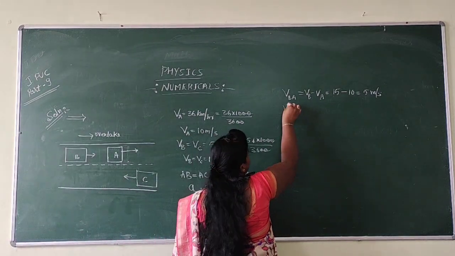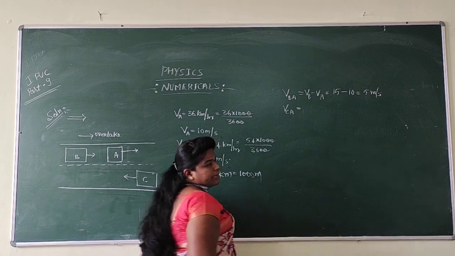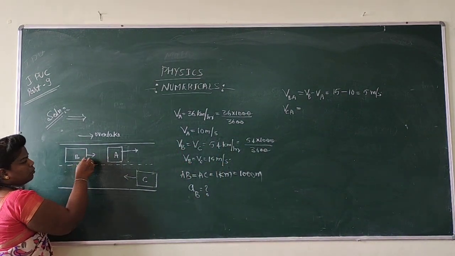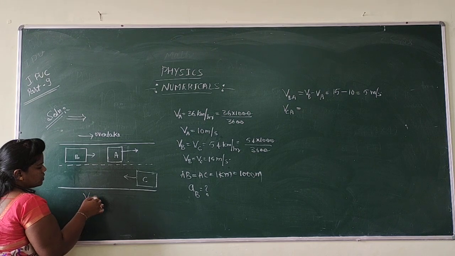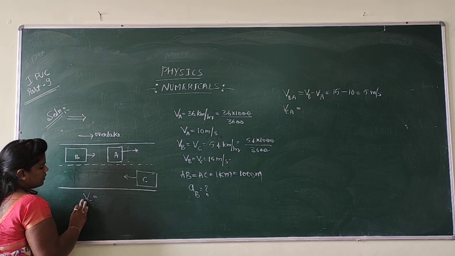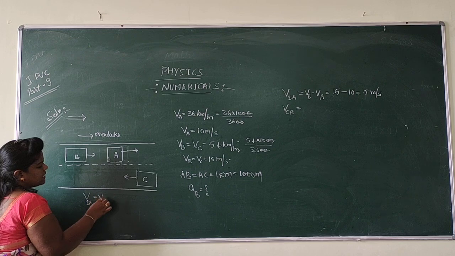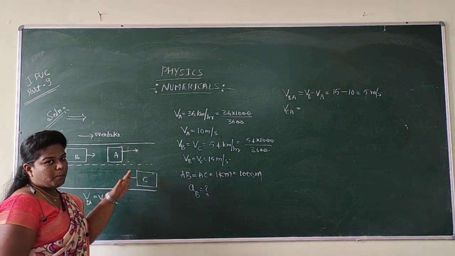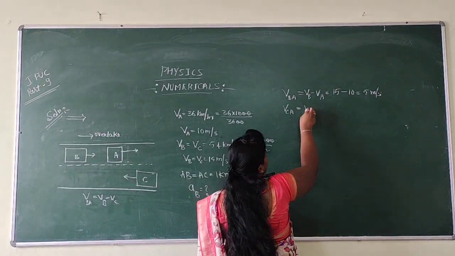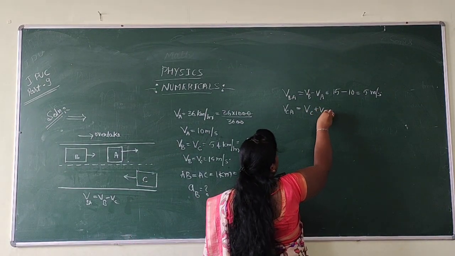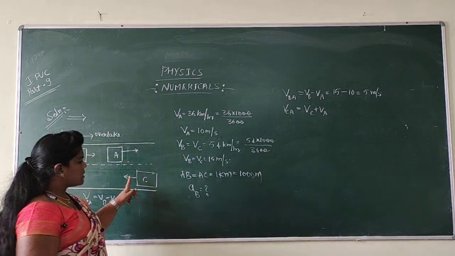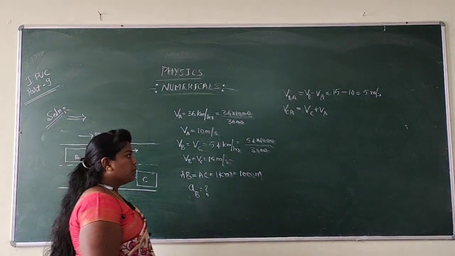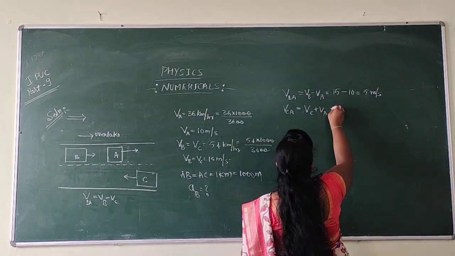So VCA is equal to, observe carefully, whereas A and B are moving in the same direction. If both are moving in the same direction, the relative velocity can be written as VB minus VA. But A and C are moving in opposite directions. So how to write this? It becomes VC plus VA, because these two cars are moving in opposite directions, according to the derivation of relative velocity.